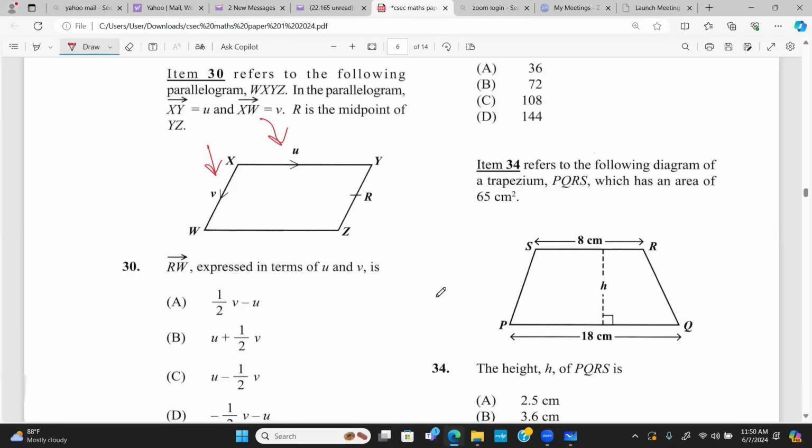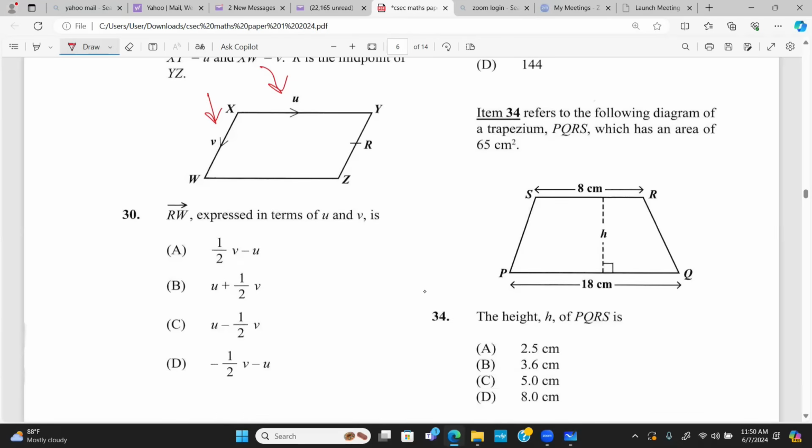So let's find what they want. The question says, express RW in terms of U and V. So I'm going to move from R to W right here. I'm coming this way. They said RW. Because it's a parallelogram, this arrow coming this way is U, and this arrow coming this way is V. So if I'm going from R to W, let us write it down.